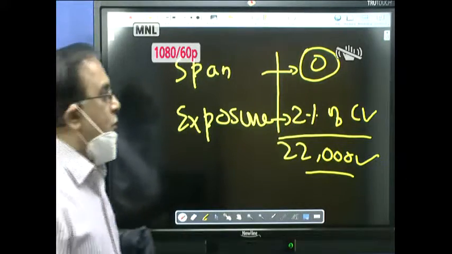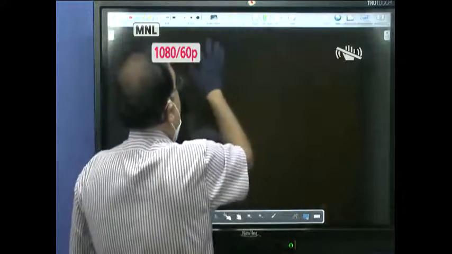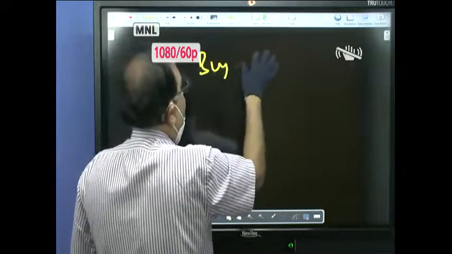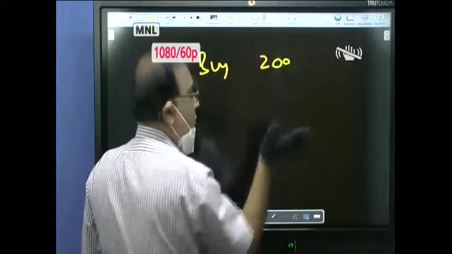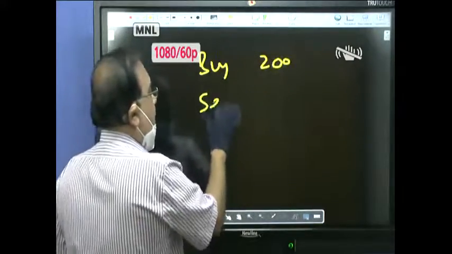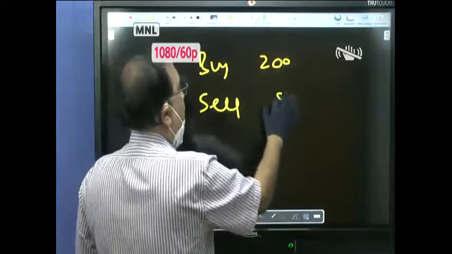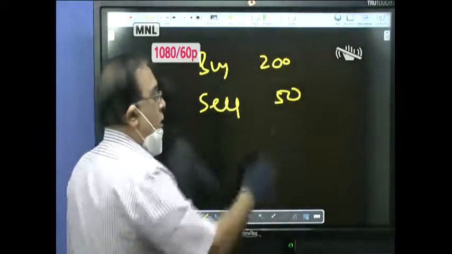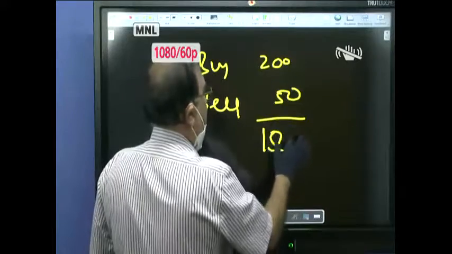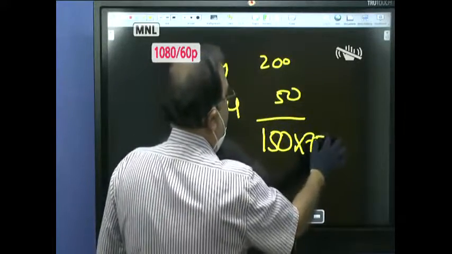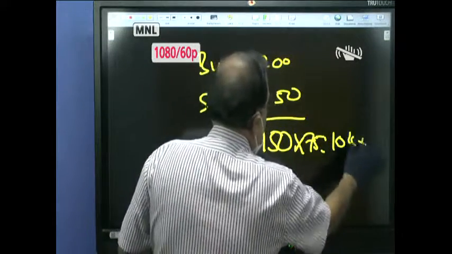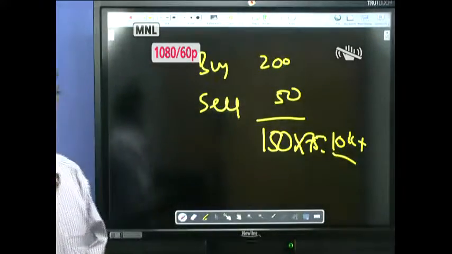See, in the case of a buy option, you pay a premium, right? Let us say buy option premium, you pay 200 rupees. Illustration, we will look at the actual illustration now. And in the case of a sell option, let us say it is 50 rupees. So what should they have collected? They should have collected 150 rupees into 75, so maybe 10k plus, approximately. This should have been the premium collected by them.